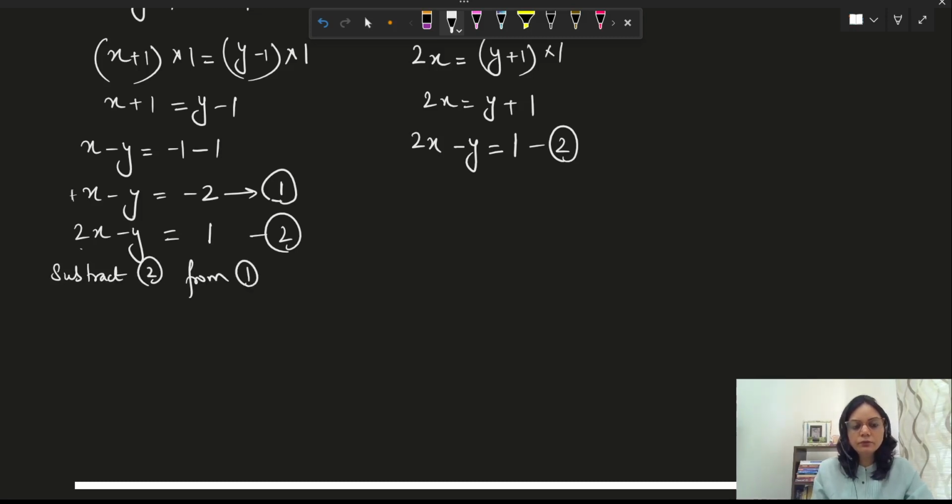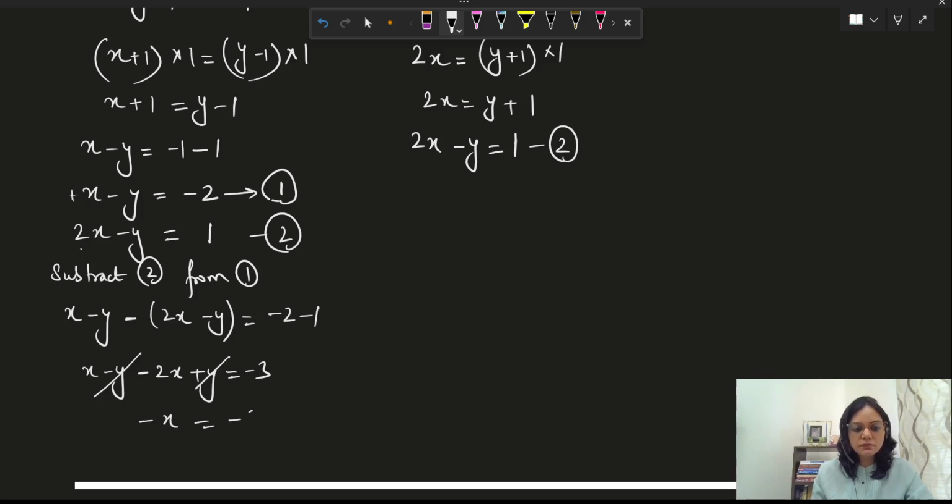Subtract 2 from 1. So how do we do it? x minus y minus 2x minus y is minus 2 minus 1. x minus y minus 2x plus y is minus 3. I can cancel y and y. So minus x is minus 3. So from here I can say x is equal to 3. We got x as 3.